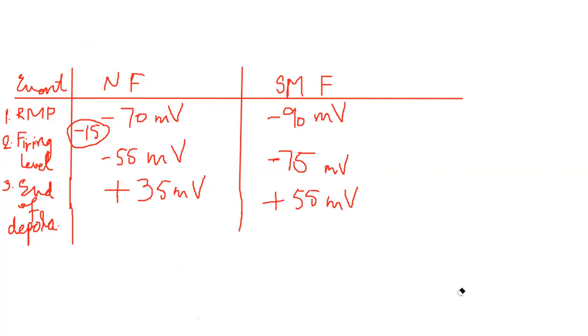Now let's make the action potential. Should I remove it, people? Because I want space. Can I rub it? If you want to save it, please take a screenshot of it. I am rubbing this diagram, this box. You can also listen to it on your recording once again. You can take this lecture once again.